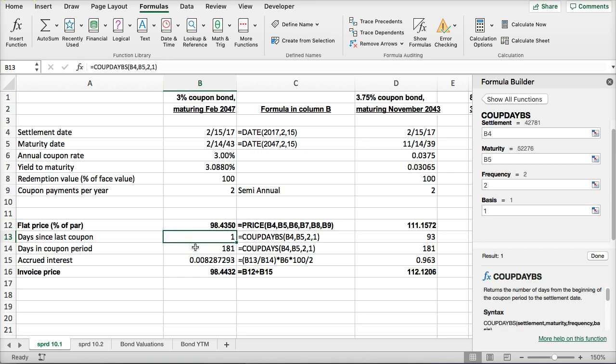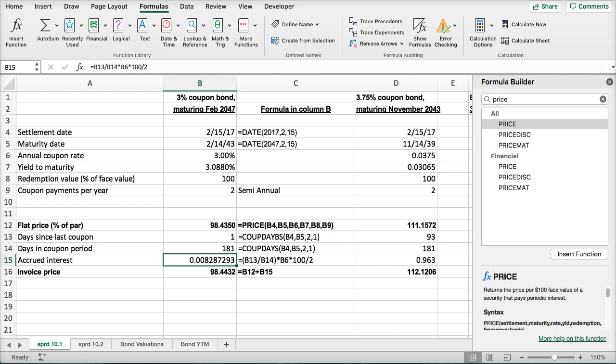So coupon, you can use the formula COUPDAYBS. So you see the formula here, and you can use that search function again to get the formula, and you just fill in the settlement, maturity, frequency, and basis, which is 1. So I'm going to show you the days since last coupon, and then the days in coupon period. If you do the same thing, a new formula, COUPDAYS, put in the settlement, maturity, frequency, and basis, you get the days in the period. Accrued interest.